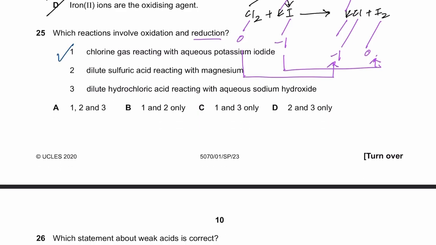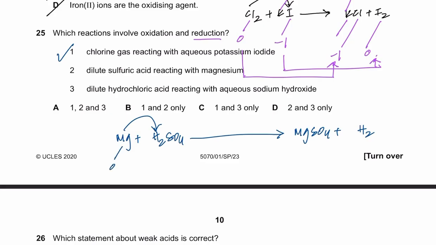Dilute sulfuric acid reacting with magnesium. Magnesium plus H2SO4, that's also a redox reaction because magnesium would displace the hydrogen. It's more reactive than the hydrogen present in the acid. Therefore, it will displace it to form MgSO4 plus H2 gas. Check this out. Am I writing H2 gas?